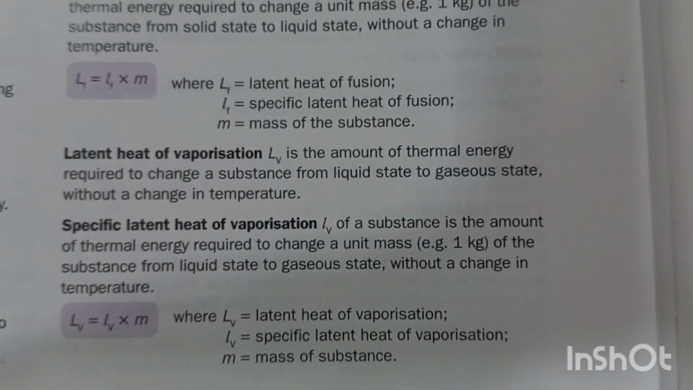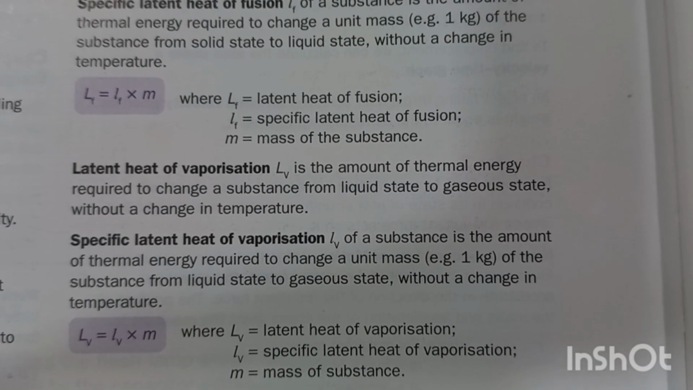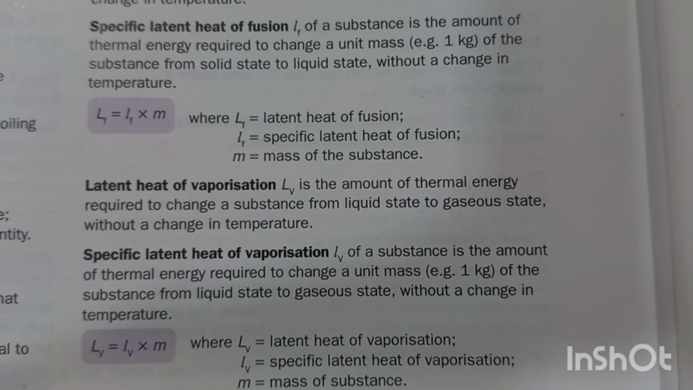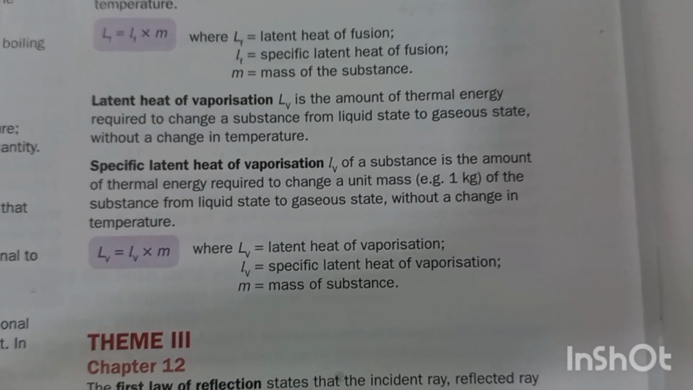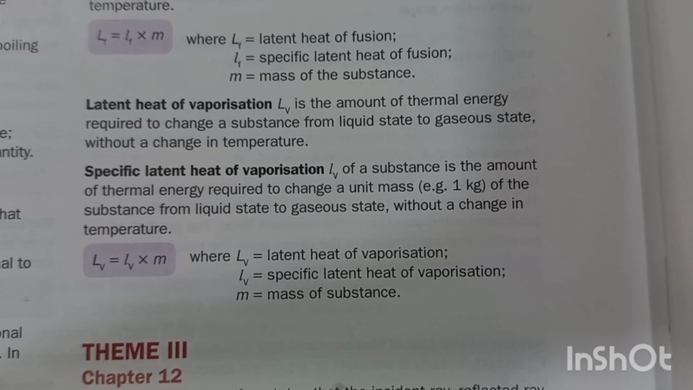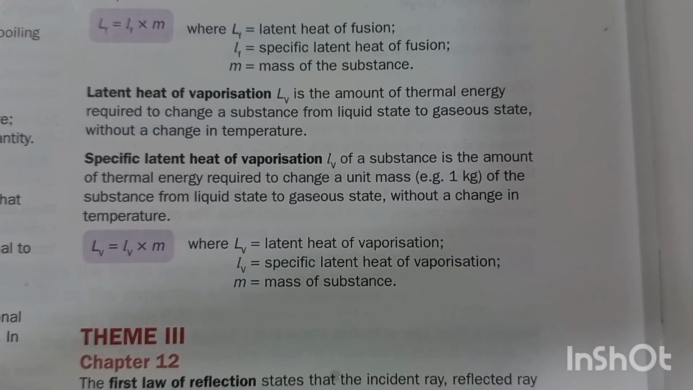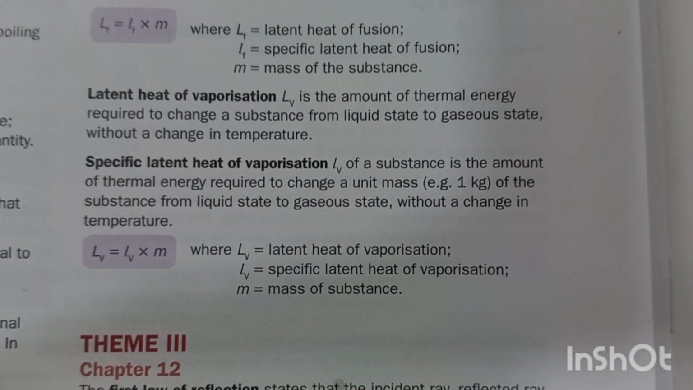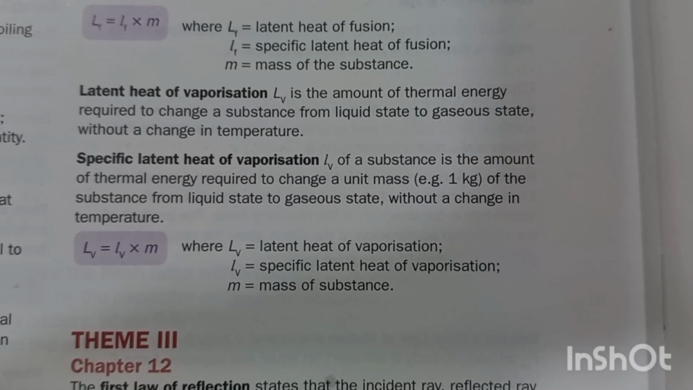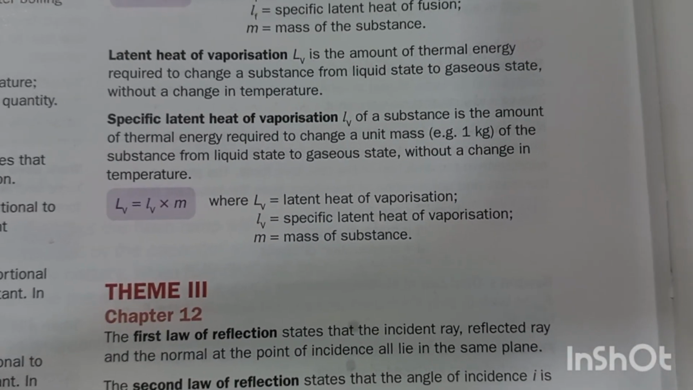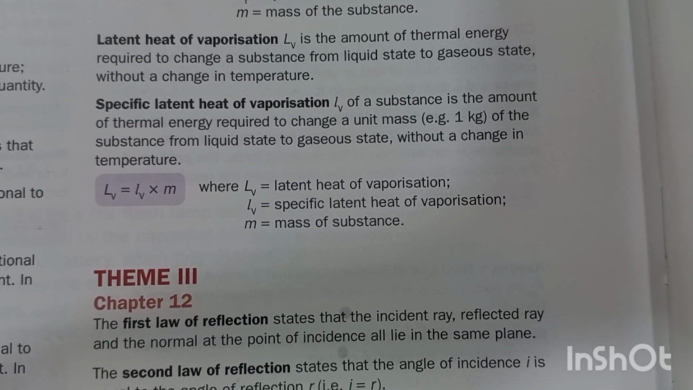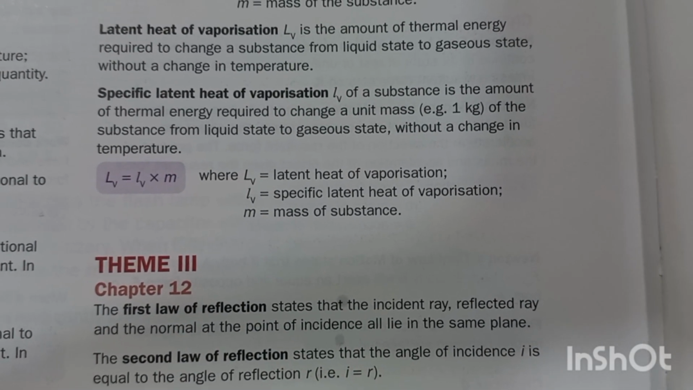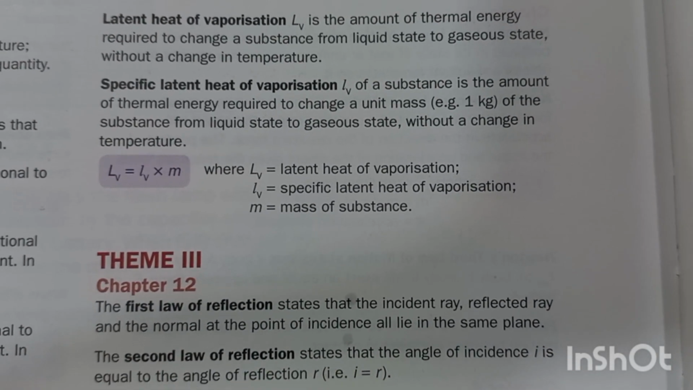Latent heat of vaporization, capital LV, is the amount of thermal energy required to change a substance from liquid state to gaseous state without a change in temperature. Specific latent heat of vaporization, small lv, of a substance is the amount of thermal energy required to change a unit mass, for example 1 kg, of the substance from liquid state to gaseous state without a change in temperature. So capital LV is equal to small lv multiplied by m, where capital LV is the latent heat of vaporization, small lv is the specific latent heat of vaporization, and m is the mass of the substance.